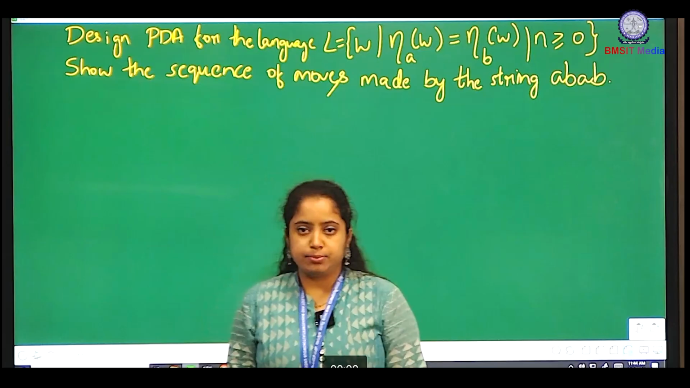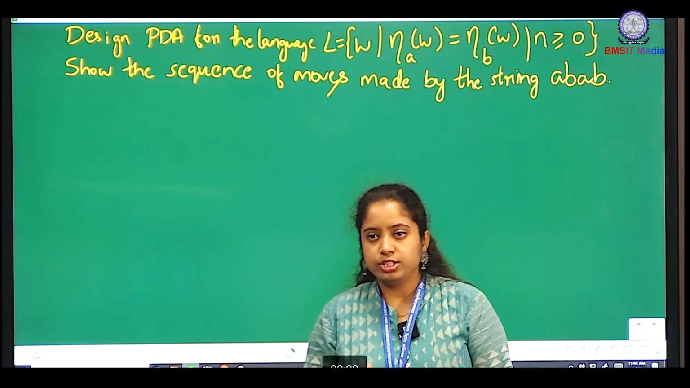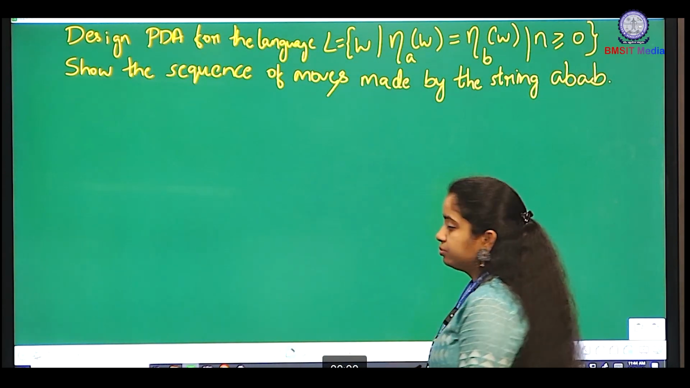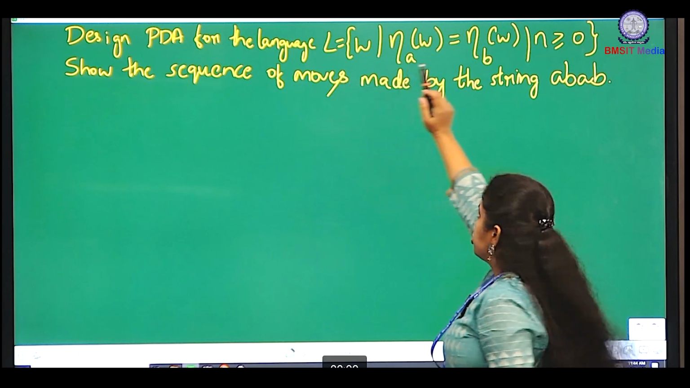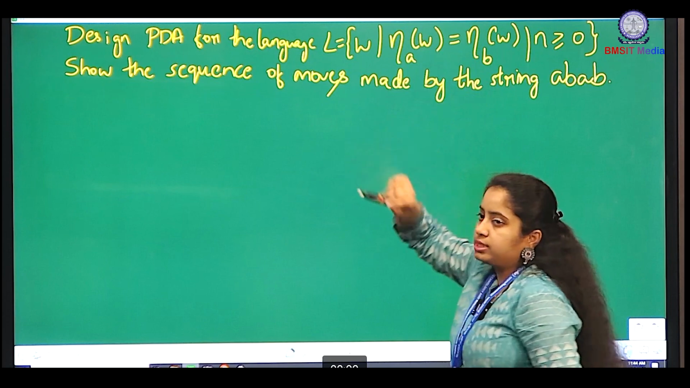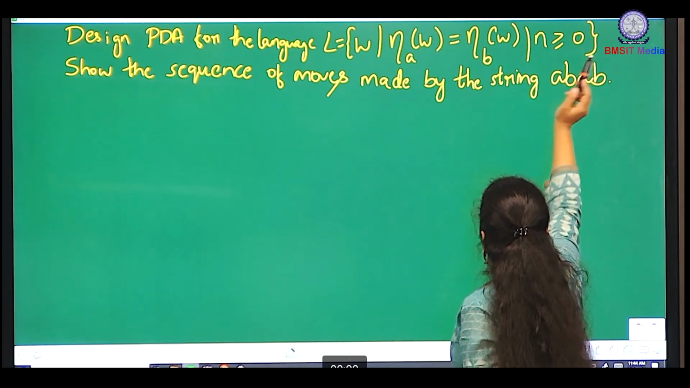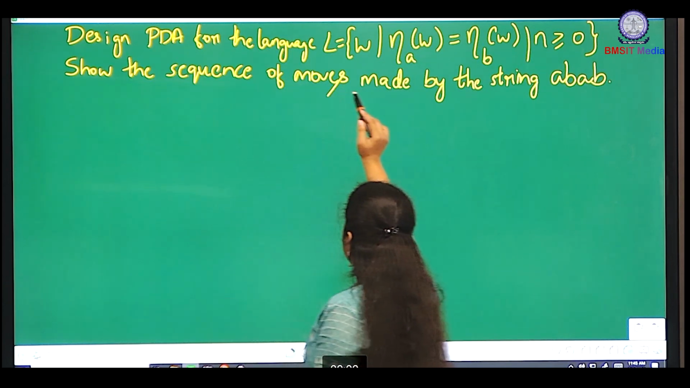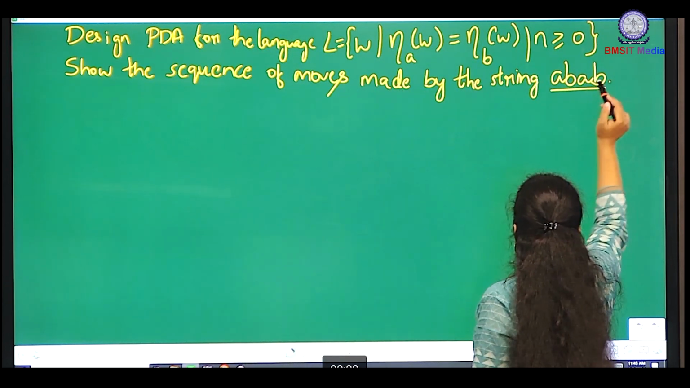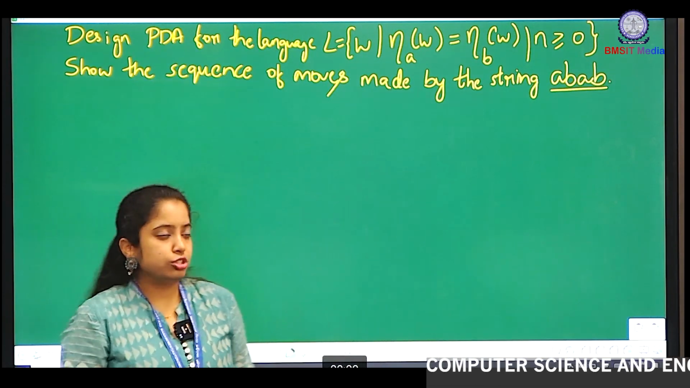To another example to design a PDA. Design a PDA for the language L = {w | the number of A's in the string w is equal to the number of B's in the string w}, n greater than or equal to 0, and show the sequence of moves made for the string ABAB. So, this is what the question looks like.